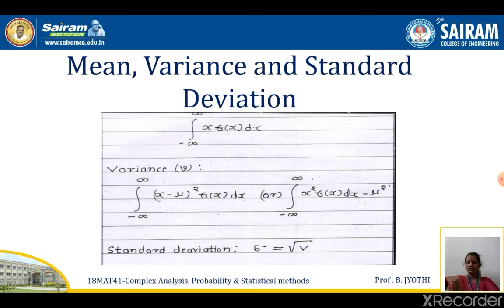Mean, variance and standard deviation. Mean is given by the integral from minus infinity to plus infinity of x f of x dx. Variance is given by the integral from minus infinity to plus infinity of (x minus mu) whole square into f of x dx, or the integral from minus infinity to plus infinity of x square f of x dx minus mu square, where standard deviation is given by the root of variance.